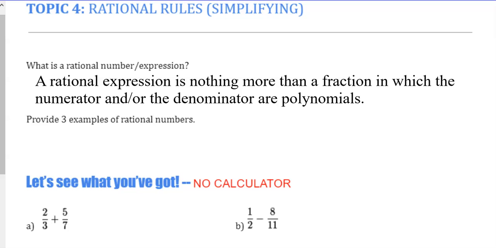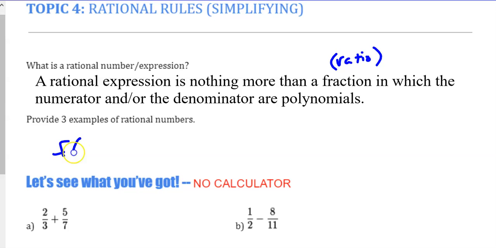Okay, so let's talk about what is a rational number or expression. A rational expression is really no more than a fraction in which the numerator and denominator are polynomials. And occasionally they'll say the word ratio instead of fraction. So here are some examples of them.